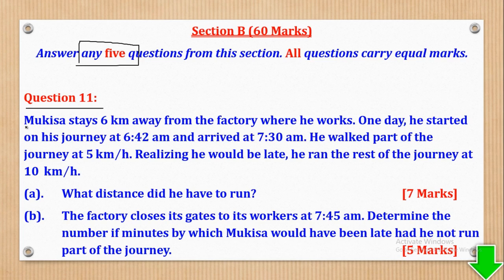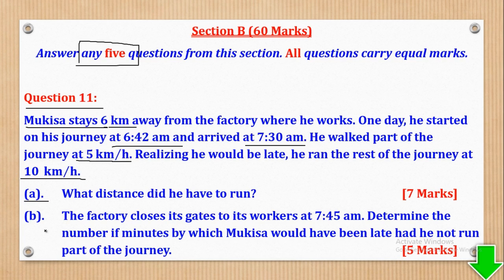Question 11 says Mukisa stays 6 kilometers away from the factory where he works. One day he started his journey at 6:42 a.m. and arrived at 7:30 a.m. He walked part of the journey at 5 kilometers per hour. Realizing he would be late, he ran the rest of the journey at 10 kilometers per hour. What distance did he have to run?